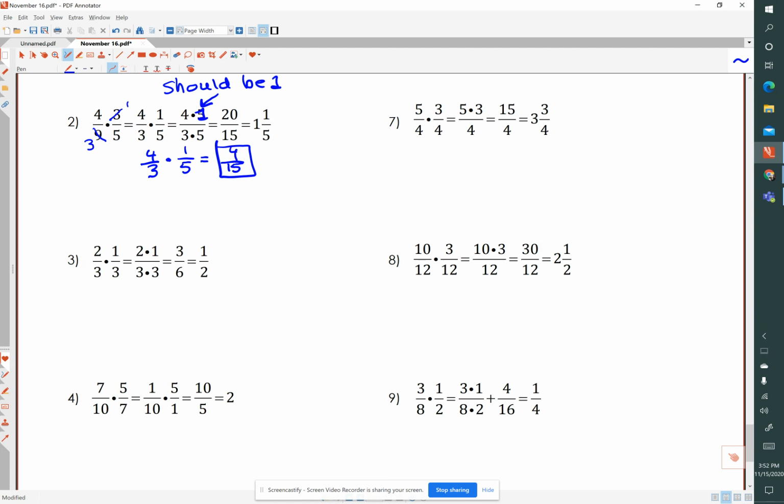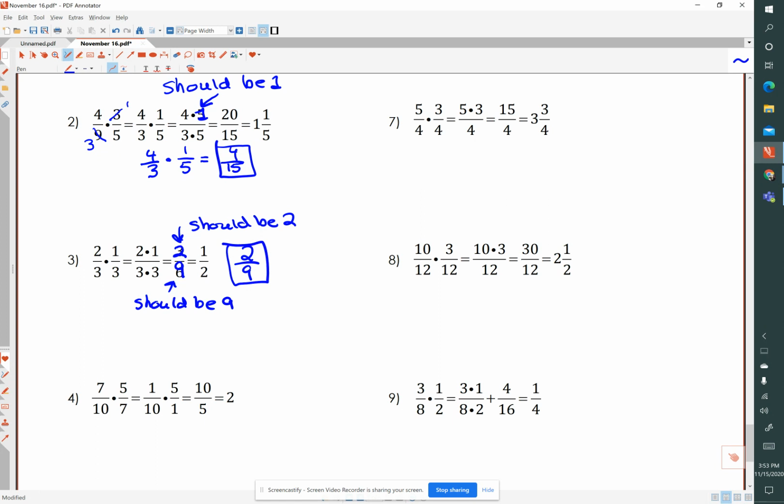So let's go on to number 3. And we have 2/3 times 1/3. And there was no simplification, so 2 times 1 is, nope, this should be a 2. So this should be a 2, 3 times 3. I see another mistake. This should be a 9. So 2 over 9, and 2 over 9 would be a final answer.